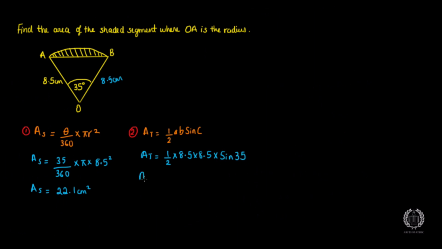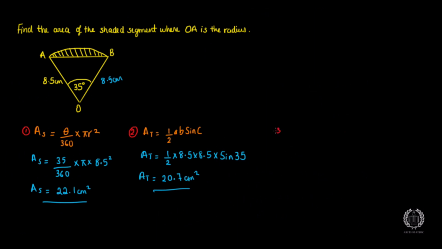And if you put all of this in your calculator, your area of triangle should give you 20.7 centimeters squared. Okay, so that's the area of the triangle, and that's the area of the sector. Now my final step, because we want the area of the shaded segment, this bit, is to take away the area of the triangle from the total area of the sector, and that will give me the area of the shaded segment.